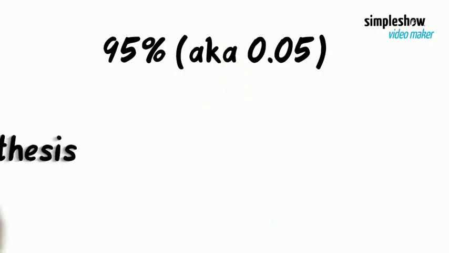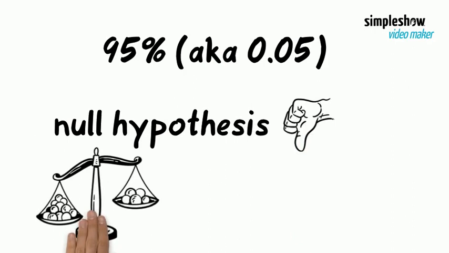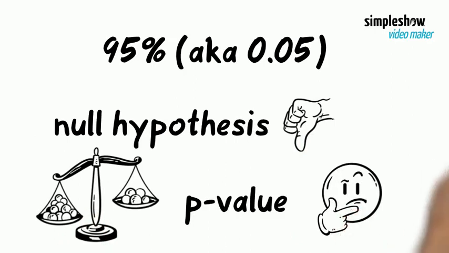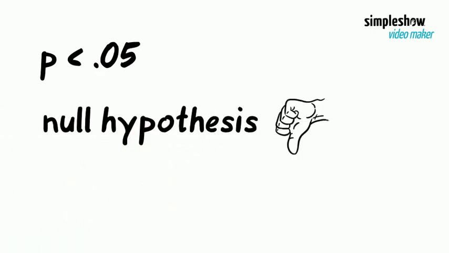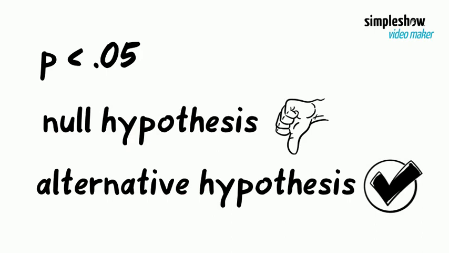So now we have decided that 95% probability is enough to reject the null hypothesis. We can now compare the p-value against this benchmark. If the p-value is smaller than 0.05, it means there is less than 5% chance that we reject the null hypothesis when it's in fact correct, and we can confidently accept the alternative hypothesis to be true.